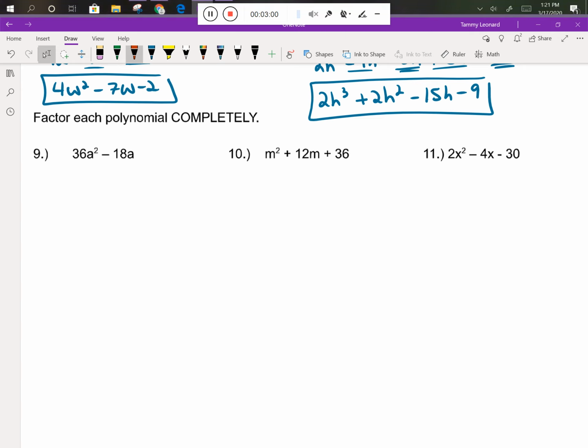And when you are done, you're going to take a picture of your completed work and submit it in the Google Classroom. I'm going to encourage you to look at some of the work that you've done from the previous days if you feel stuck on any of these problems. And I'm going to remind you always to look for a GCF before you start any problem.